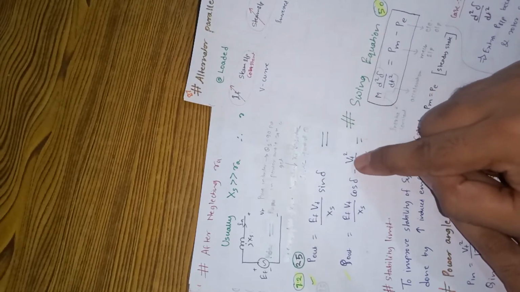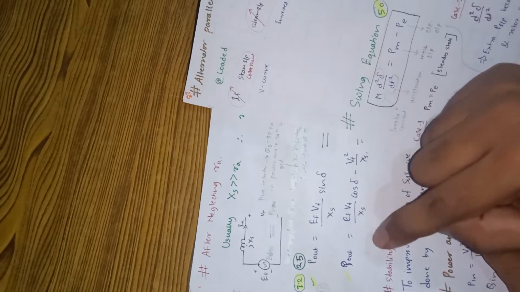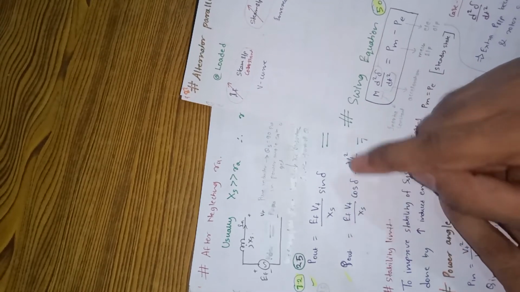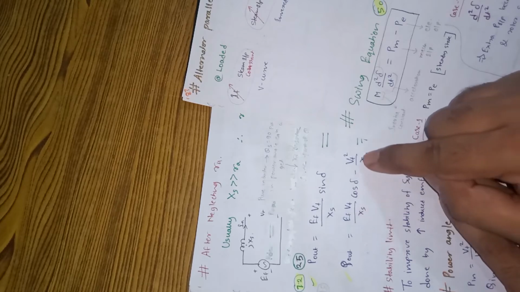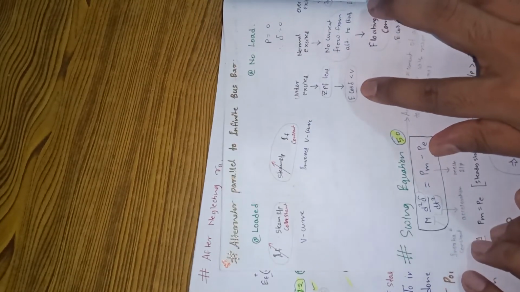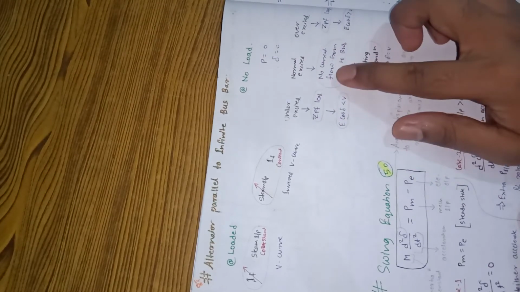When we send this to this side, this term cancels and VT will also get cancelled. Then what will remain? E_f cos delta is less than V_t. When it is normally excited, Q is 0, so there is no flow of reactive power, no current, so no current will flow from the alternator to the bus.